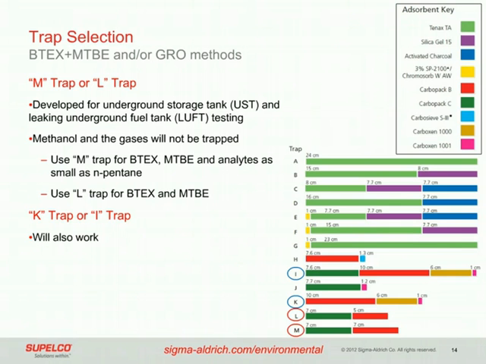Again, methanol and the gases will not be trapped, so you can use a quicker analytical run. But these traps have a little bit longer and a little bit stronger second bed than the J trap, so it will grab analytes down as low as MTBE or as low as pentane. If you need to grab pentane, the M trap's what we recommend. If you do not need to see pentane, the L trap will give you a little bit quicker run time. And again, in a pinch, the K or the I trap will work for both of these also.